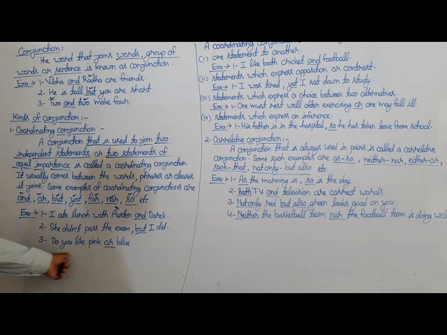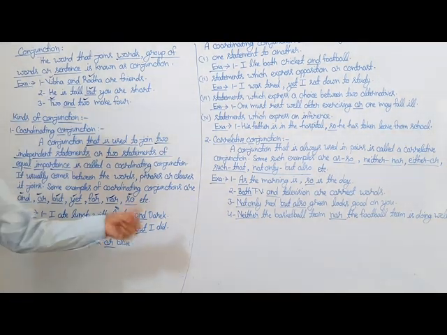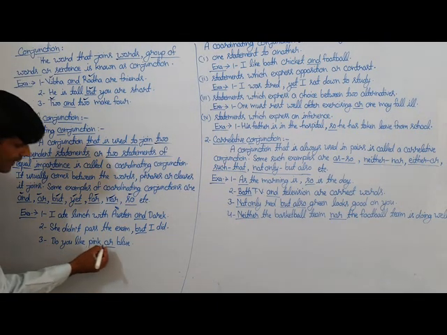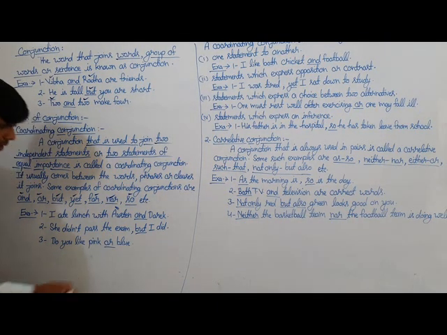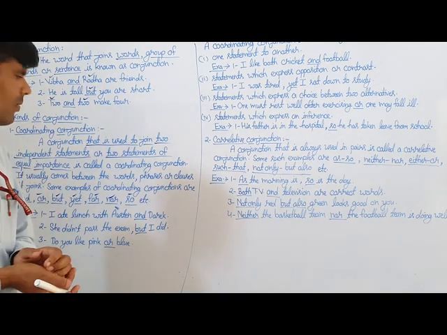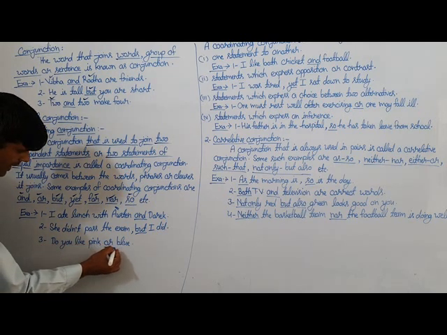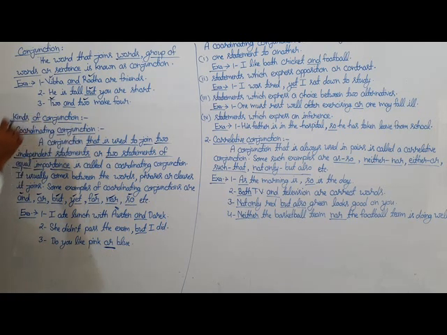In the same way, here is the third example: Do you like pink or blue? Here in the third sentence, the underlined word "or" is a coordinating conjunction, and it is used to show the sense of choice between the sentences. So this is also counted as coordinating conjunction.